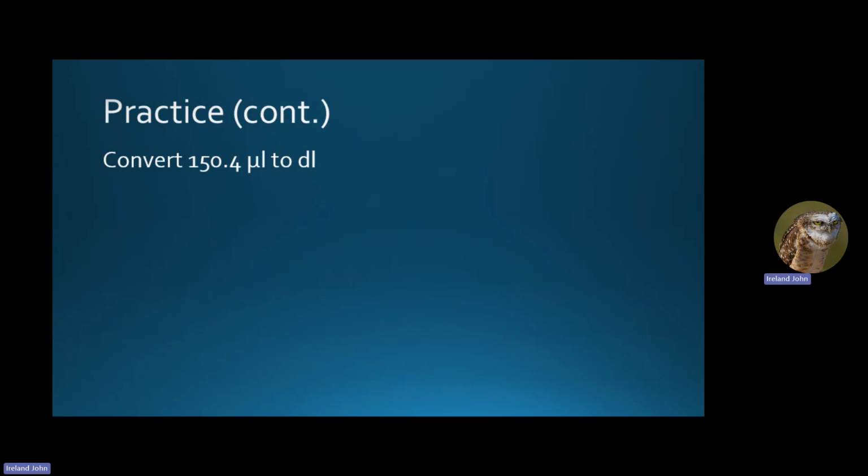All right, so convert 150.4 microliters to deciliters. Again, if you don't know the direct conversion between the two of them, convert it to liters and then out of liters.